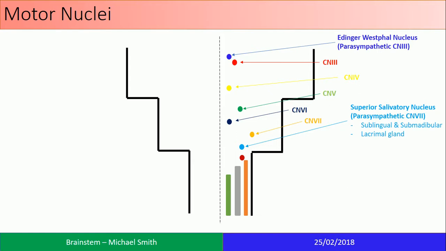So if this is our superior salivatory nucleus, then unsurprisingly the one just below it is called the inferior salivatory nucleus, and these two sit just either side of the pons medulla junction. And the inferior salivatory nucleus takes motor to the parotid gland, and that causes salivation from there.